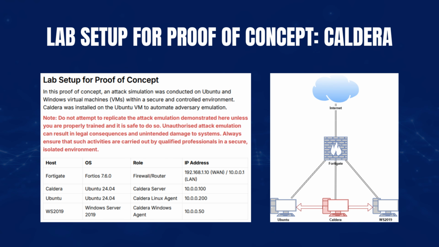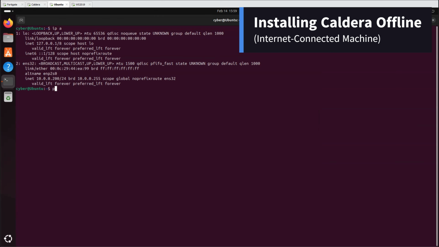In this proof of concept, an attack simulation was conducted on Ubuntu and Windows virtual machines within a secure and controlled environment. Caldera was installed on the Ubuntu VM to automate adversary emulation. Installing Caldera offline. Internet-connected machine.